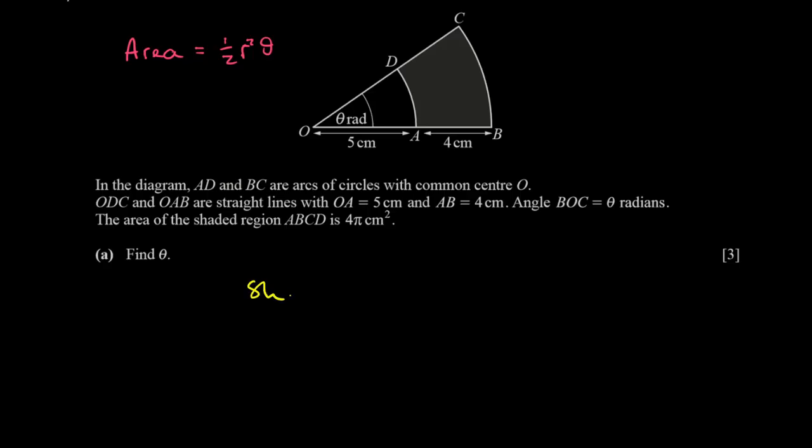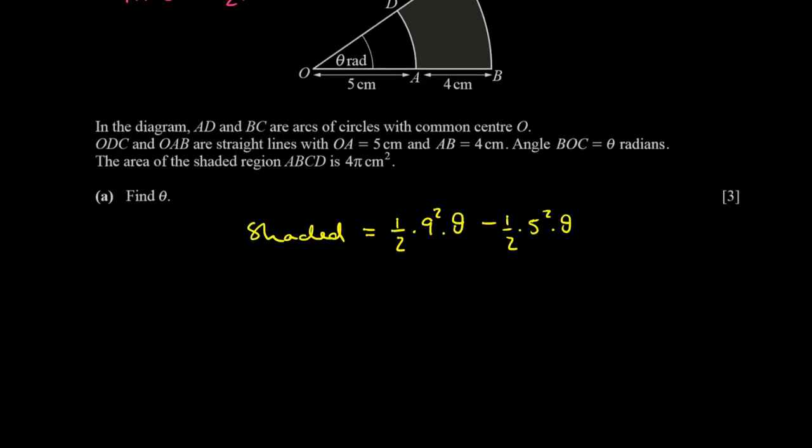So the shaded area is going to equal the area of the big sector, so a half times 9 squared times theta. It's 9 because 5 plus 4 is the radius, minus the area of the smaller sector, which is a half times 5 squared times theta. So we can factorize this, can't we? Because we've got a half theta.